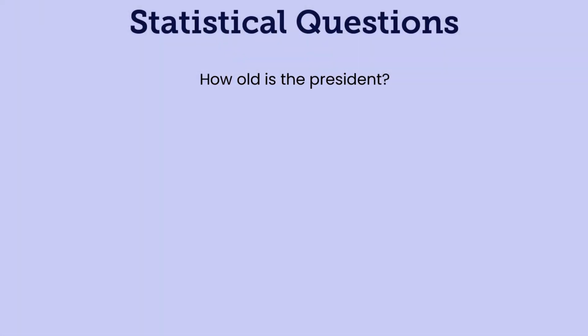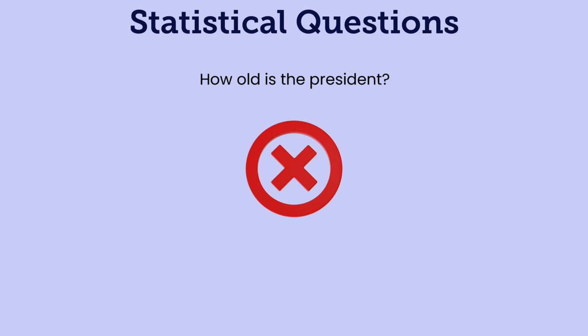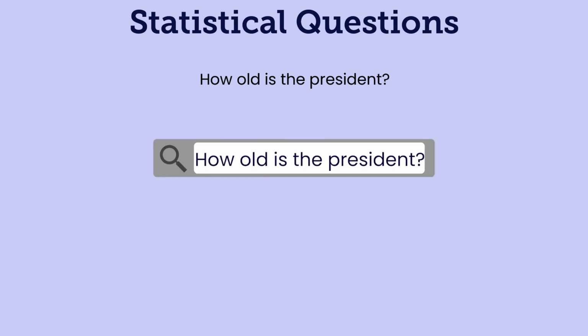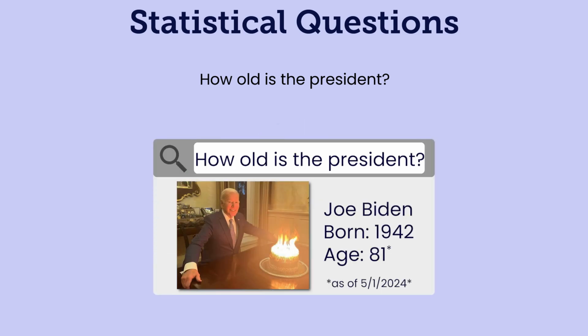How old is the president? This is not a statistical question. Why? Because it does not require the collection of varied data to answer. The answer is found by looking up the president's age, which produces just one data point and no variation between data points.